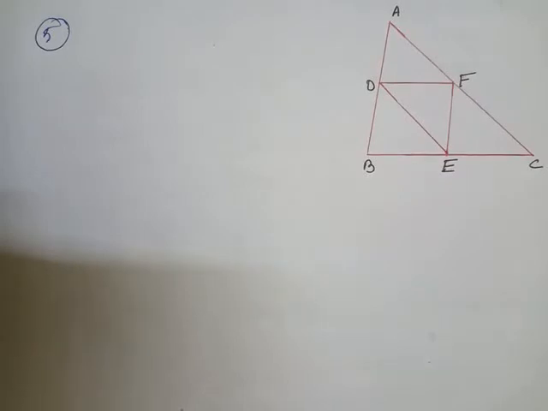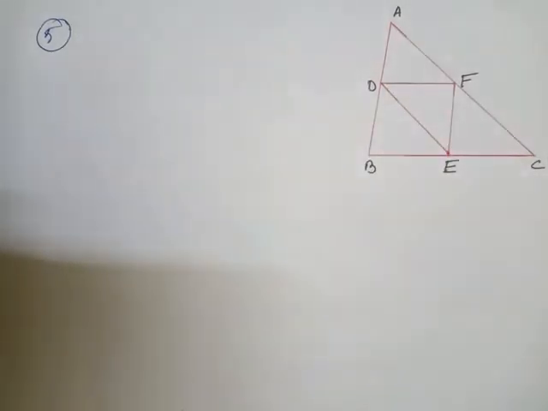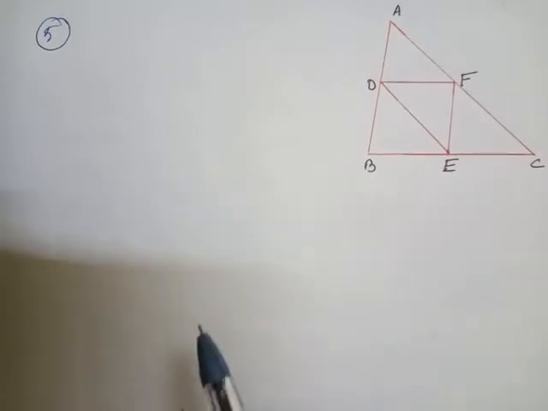Student, this is the diagram of question number 5, as you can see in the video. In triangle ABC, D, E and F are the midpoints of AB, BC and CA respectively. Now look, student, after joining the midpoints, we have got one more triangle, DEF. We have to find the ratio of triangle DEF and triangle ABC. Now look how to solve this one.